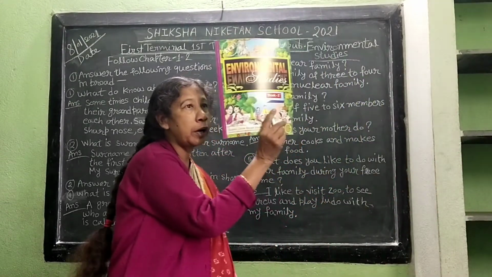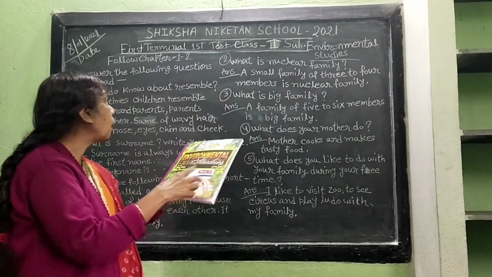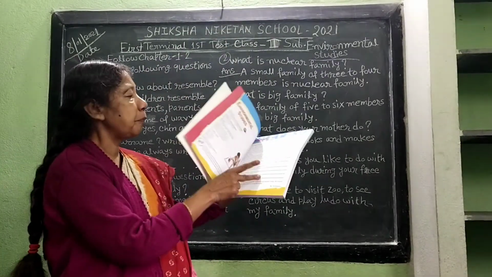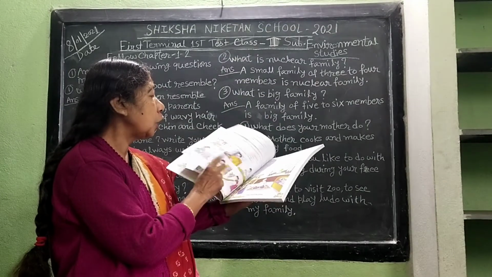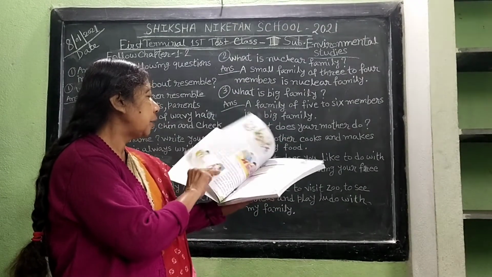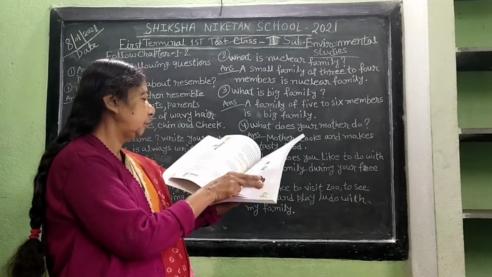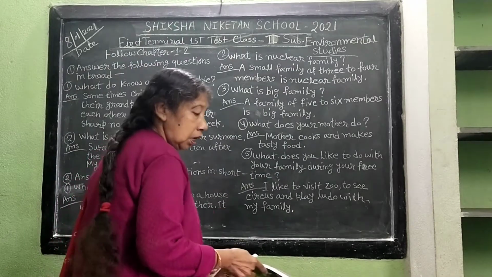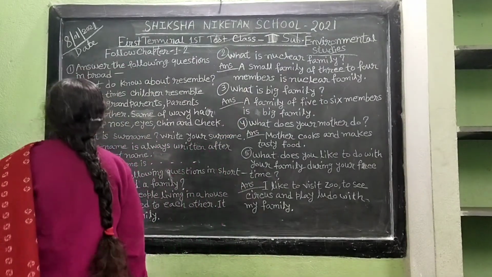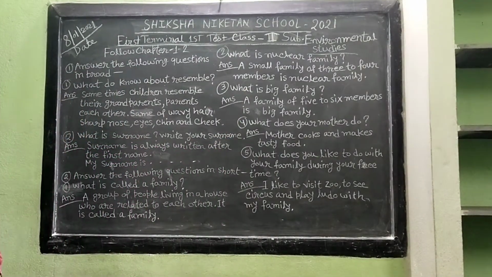Look at the book, Environmental Studies, Chapter 1. Follow the book, Chapter 1, My Family. Chapter 2, Family Members. Answer the following questions in broad.